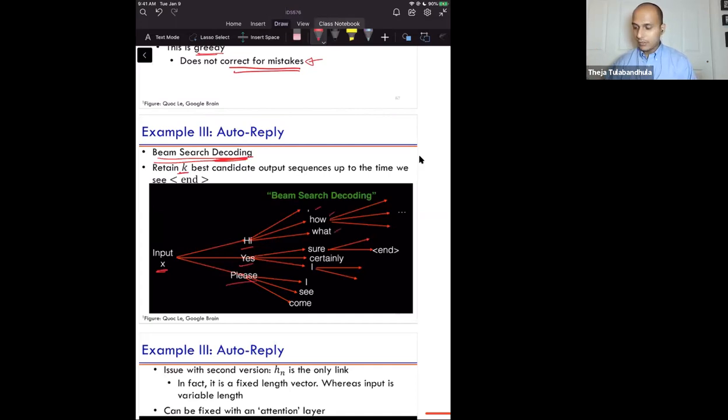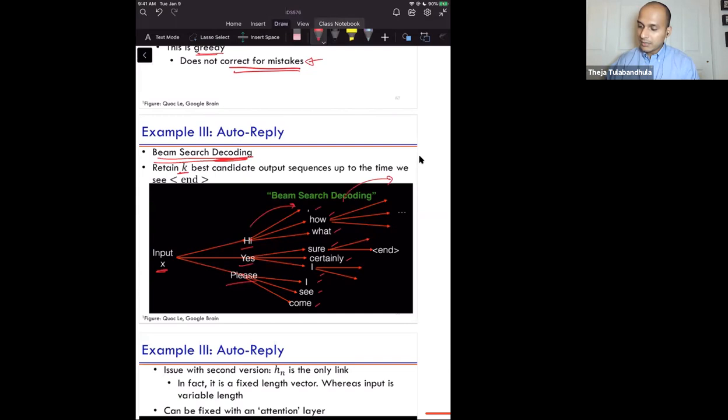What if the first word happens to be yes? Then these are the three words. And what if it's please? Then these are three words. So you can see that every time there's a combinatorial explosion here. For every word, it produces three additional words, like three children, and those three children, if again I choose three, there's going to be three more children, and so on. So there's going to be combinatorial explosion.